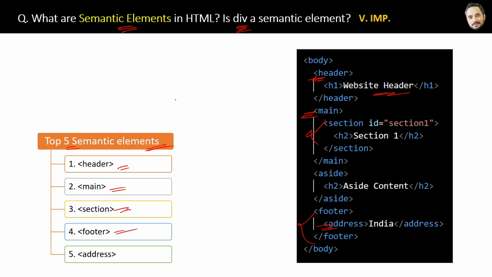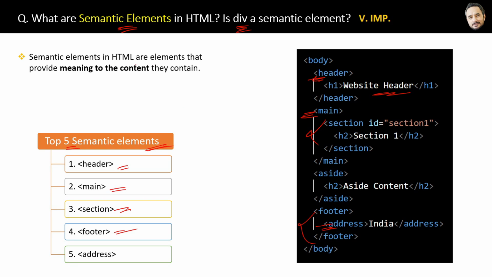So the definition of semantic element is: semantic elements in HTML are elements that provide meaning to the content they contain. For example, if you are using the header semantic element, then you know it will contain the header information. Content is very much related to the element name, right? So that's why they are semantic elements.